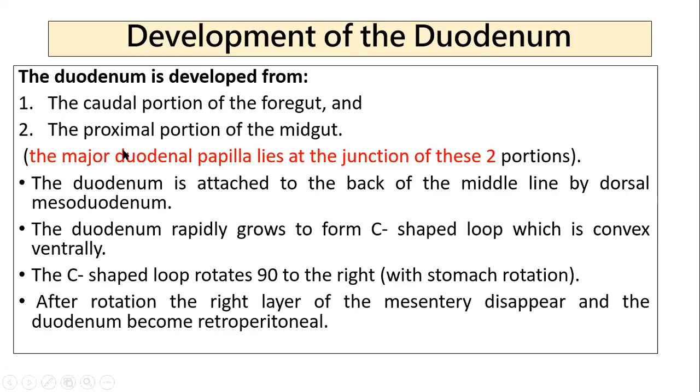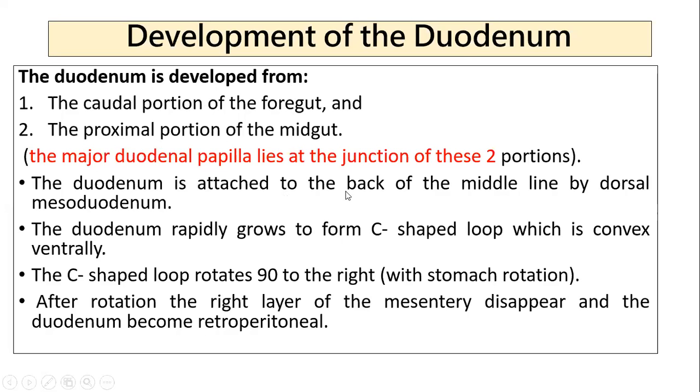The major duodenal papilla lies at the junction of these two portions. As you know, the major duodenal papilla is the site where the pancreas, as well as the bile duct, opens. So that indicates the junction between the foregut and midgut. The duodenum develops from two parts, foregut as well as midgut, and this junction is defined by the major duodenal papilla.